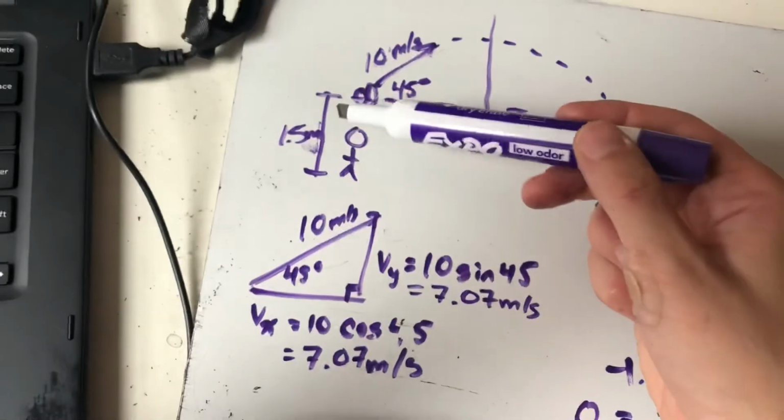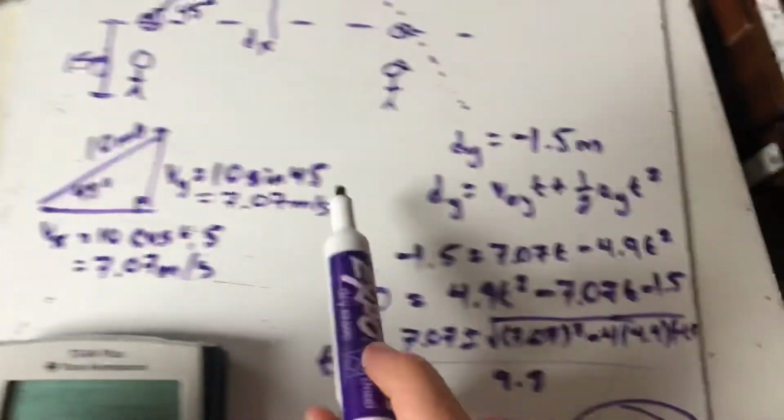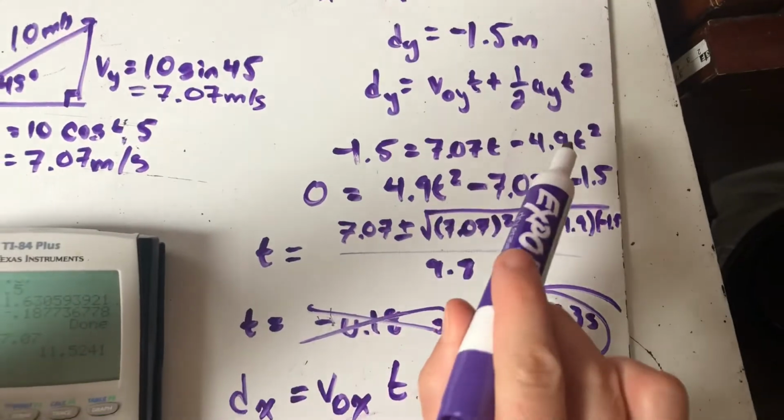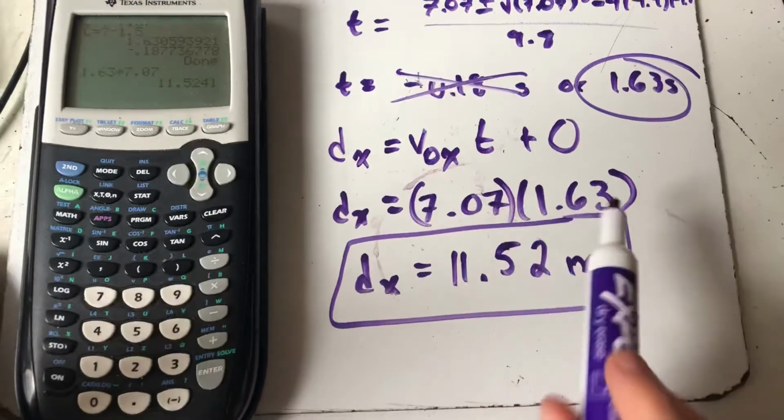Basically what you do is you set your y displacement to negative of the height, use the quadratic formula to solve for t, and then use that time to figure out the horizontal range.